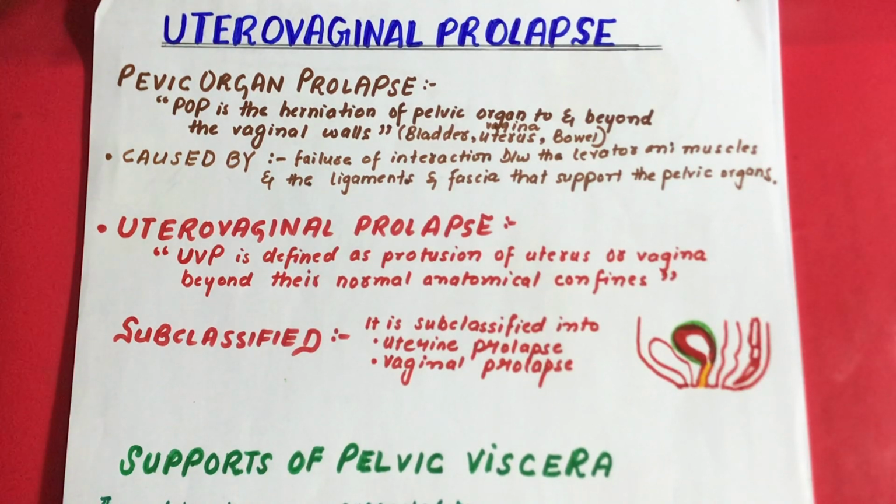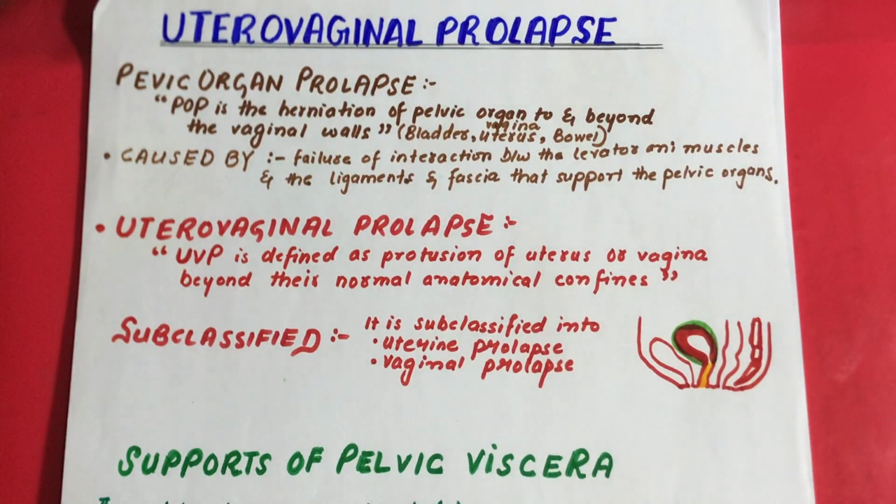You can name it both ways. Pelvic organ prolapse is defined as the herniation of pelvic organs to and beyond the vaginal wall. Remember that it is caused by failure of interaction between the levator ani muscle, the muscle that makes the floor of the pelvis, and the ligaments and fascia that support the pelvic organs. Uterovaginal prolapse is also defined as protrusion of the uterus and vagina beyond their normal anatomical confines.